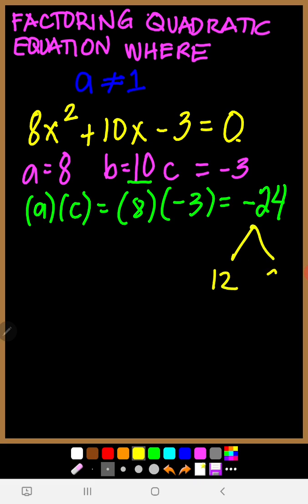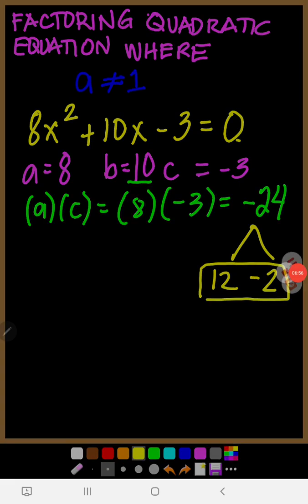12 times 2 is positive 24. So, let us make one of them negative. If we do negative 12 times 2, that is negative 24. Is negative 12 plus 2 equal to 10? No, it is negative 10. So, let us try, how about 12 times negative 2, which is also negative 24. 12 plus negative 2 is equal to 10. So, therefore, we are going to use these two numbers, 12 and negative 2.